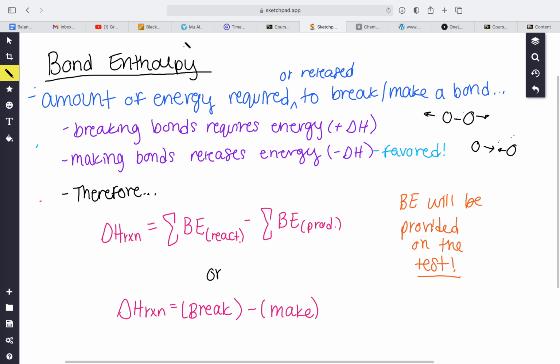So bond enthalpy is the amount of energy required or released to break or make a bond. The reason why we say required or released is because when you make bonds, you release energy, and when you're breaking bonds, you require energy. So I'm going to show you a little visual here. Let's talk about breaking bonds.